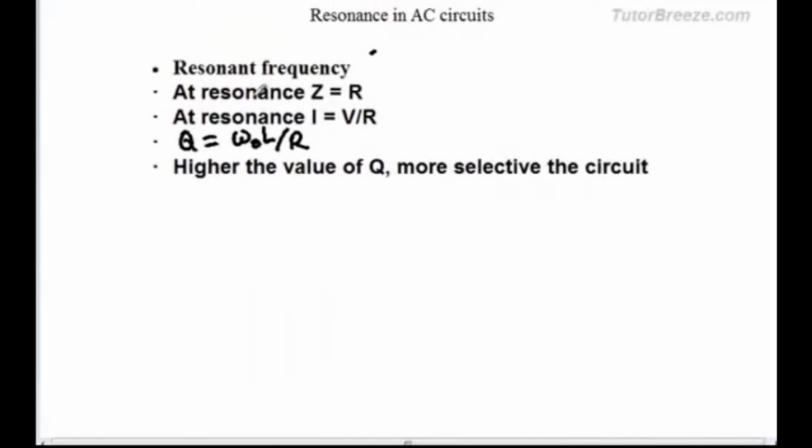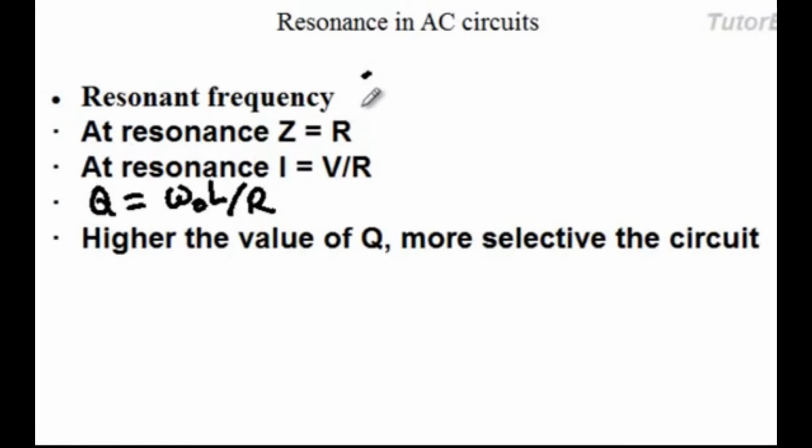Now the main points that we've discussed today: the resonant frequency f naught is equal to 1 by 2 pi root LC. At resonance, the total impedance Z is equal to the resistance of the circuit. At resonance, the current becomes equal to V over R because the value of Z is R at resonance. The quality factor Q is defined as omega naught L by R. Just notice this is a dimensionless quantity.